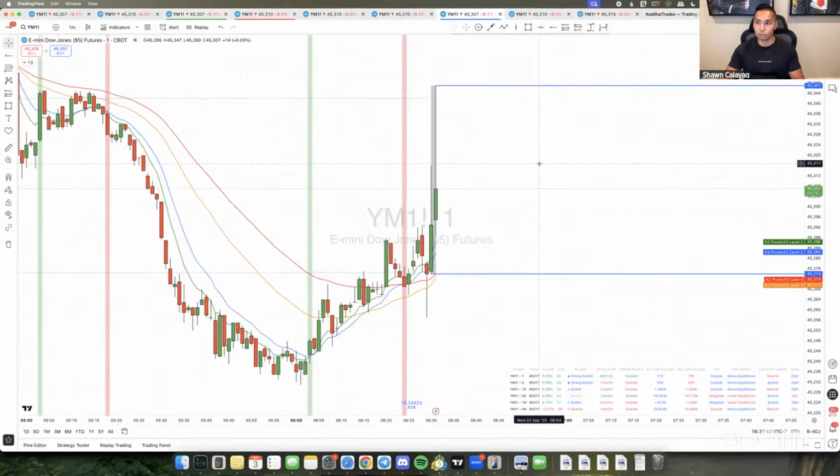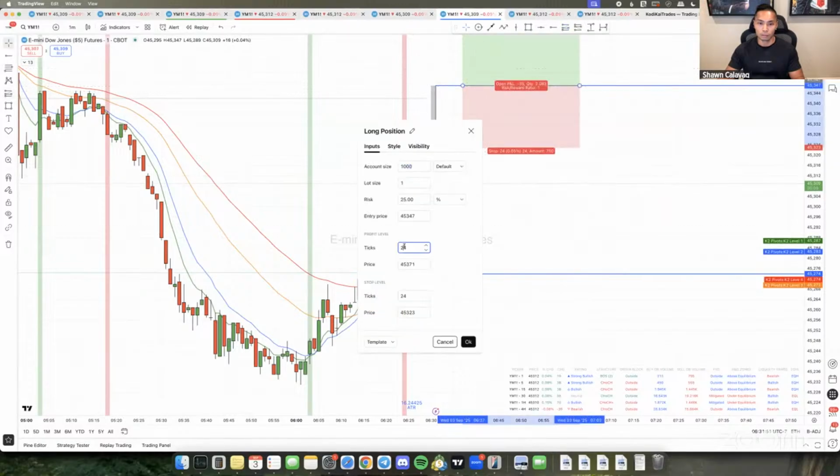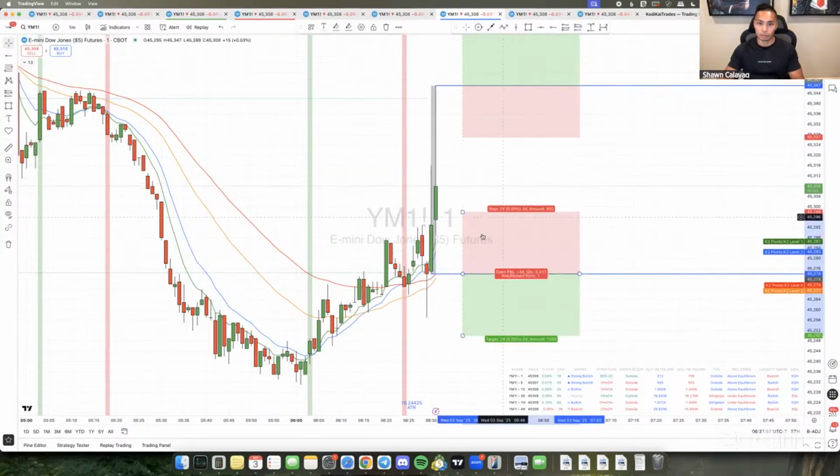So it looks like the ORB high is going to be at 45,347. The ORB low is going to be at 45,274. This is going to be a tricky entry if you guys are looking to take the ORB here because, I mean, the range is pretty far out.